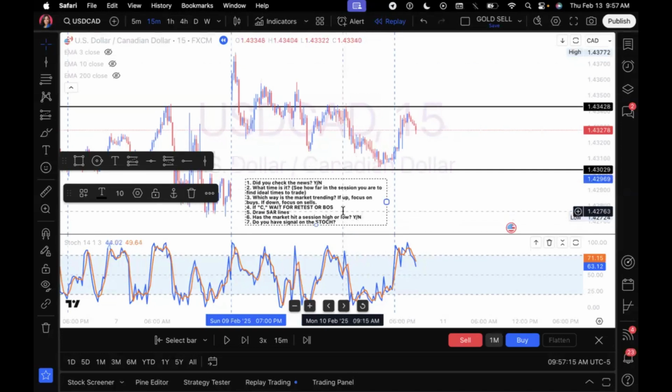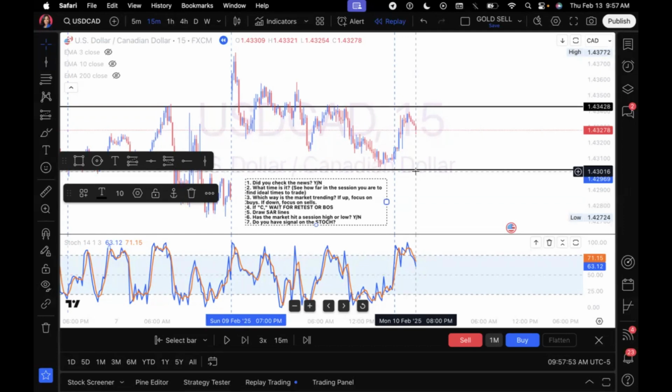Now, the next thing I wanted to do was check the time. And the time I analyzed this trade was around 8 o'clock p.m. Now, my notes here say, see how far in the session you are to find out if it's an ideal time to trade. Now, I like to trade in the Tokyo session, and I like to make sure I'm a little bit in the session before I start trading. Tokyo session starts at 7 o'clock p.m. So 8 o'clock p.m. is the first hour, and I personally would feel comfortable to take the trade. So I'm going to go with 8 p.m.